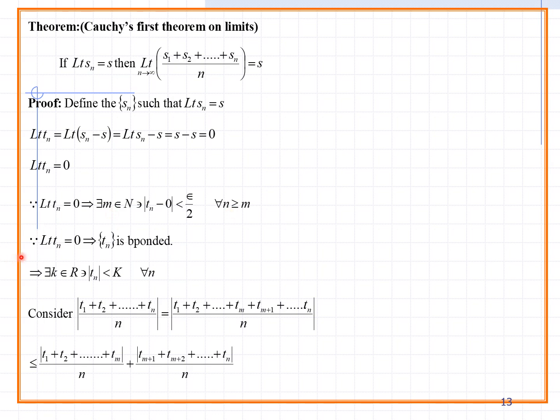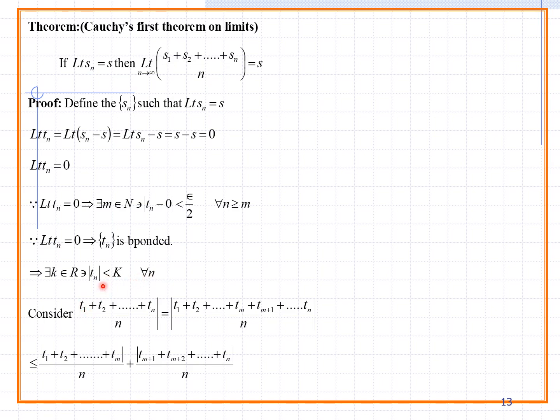So limit Tn equals 0 implies Tn is bounded. Why can you say that a convergent sequence is automatically bounded? You define Tn, so actually limit Sn equals S, and you defined limit Tn, where Tn means Sn minus S. So that existing value is 0. Once it is convergent, you can prove it is bounded. Bounded means the least value exists and the highest value also exists. There exists k belonging to R such that modulus Tn is less than k for all n.